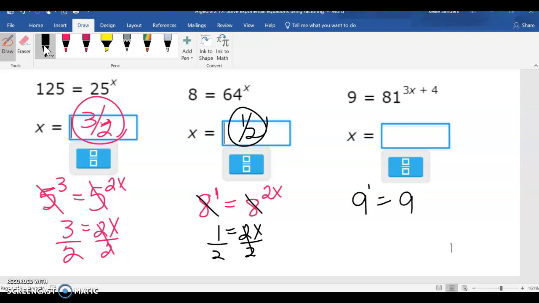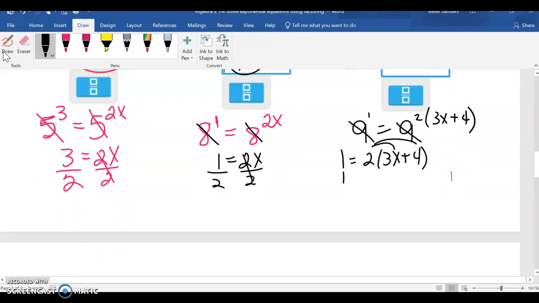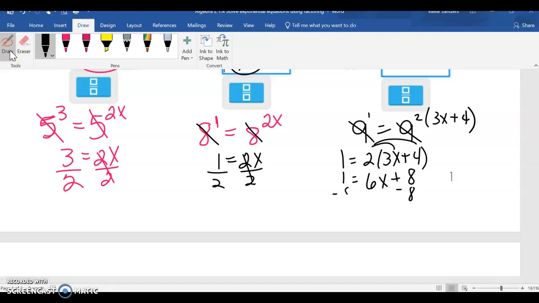9 to the 1 equals 9 to the second. 3x plus 4, all of that is inside the exponent. So the 9's are going to cancel out. 1 equals 2 times (3x plus 4), because that's all in the exponent. 1 equals 6x plus 8. Subtract the 8, subtract the 8. Negative 7 equals 6x. X equals negative 7 over 6.